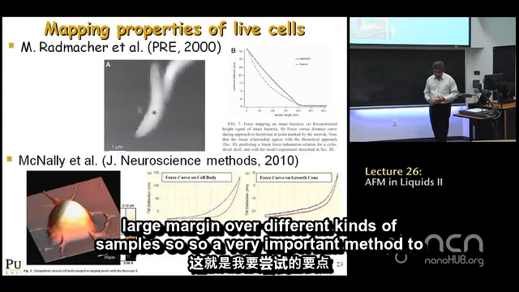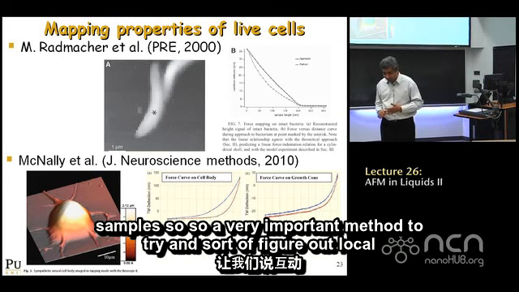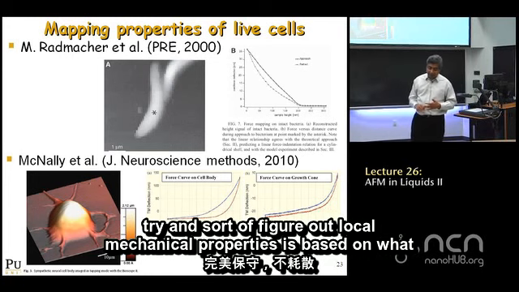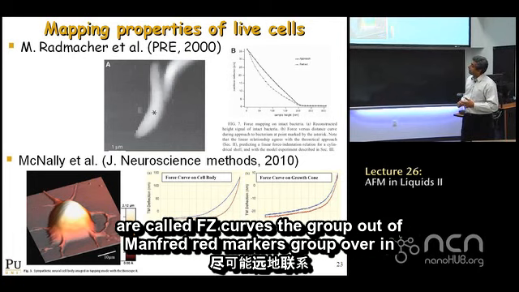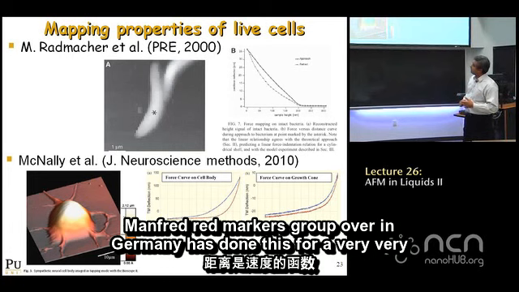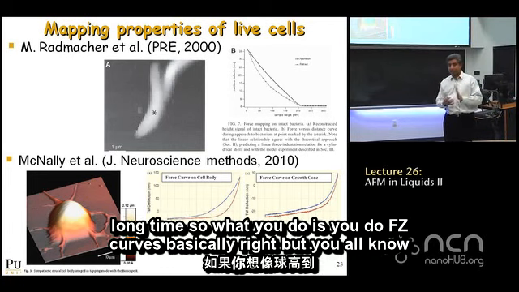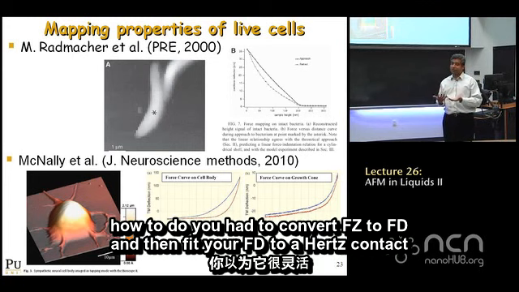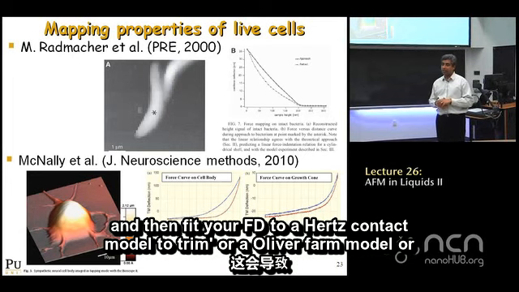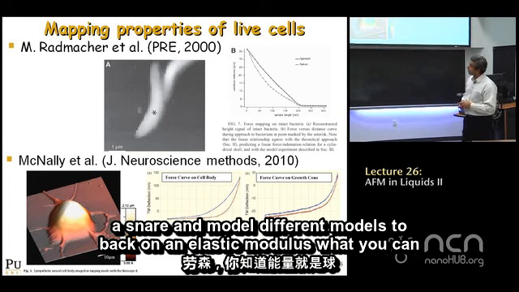So a very important method to figure out local mechanical properties is based on what are called FZ curves. Manfred Radmacher's group over in Germany has done this for a very, very long time. So what you do is you do FZ curves, basically, which you all know how to do. You have to convert FZ to FD, and then fit your FD to a Hertz contact model, or an Oliver-Pharr model, or a Sneddon model, different models to back out an elastic modulus.